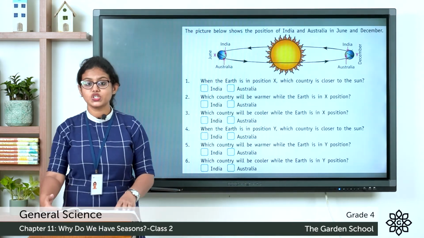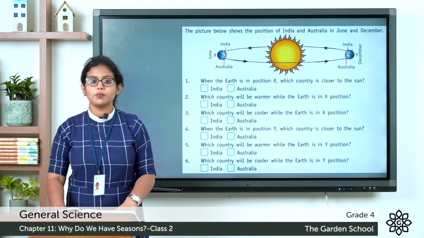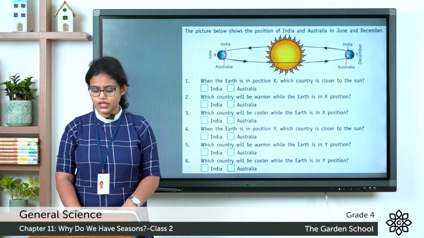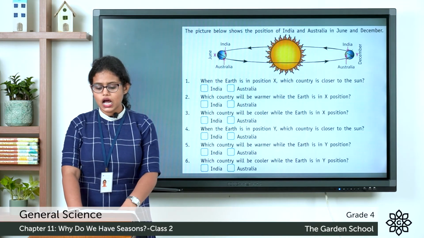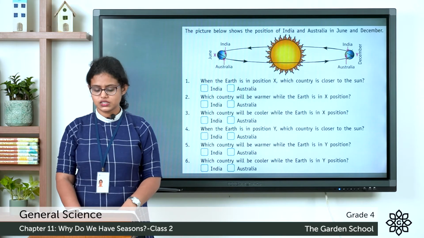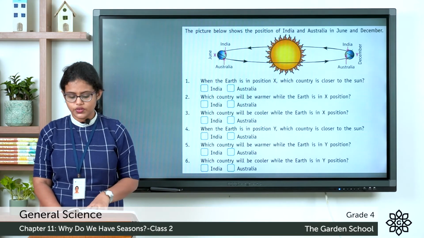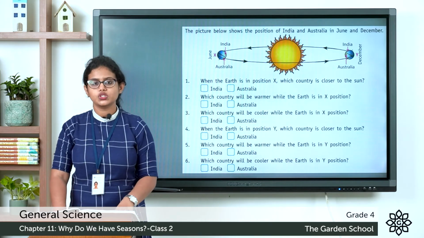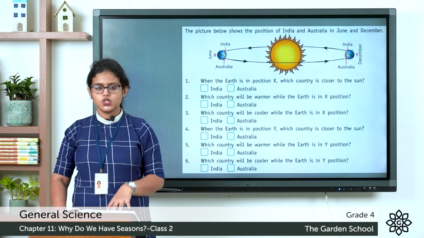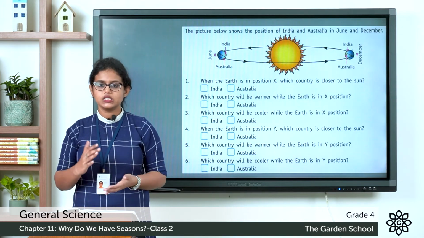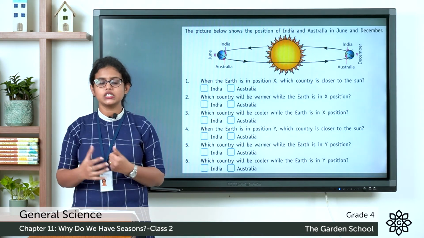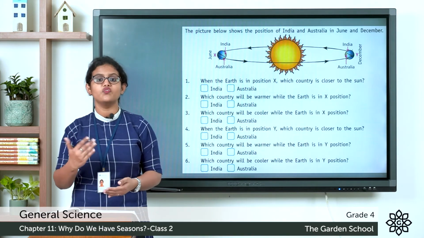Then in page number 129, there is a box given, did you know? Why does ice cover the poles? The amount of sunlight and heat received by the different regions varies due to the tilt of the earth. So as the earth is slightly tilted, the amount of light and heat received by the regions varies.